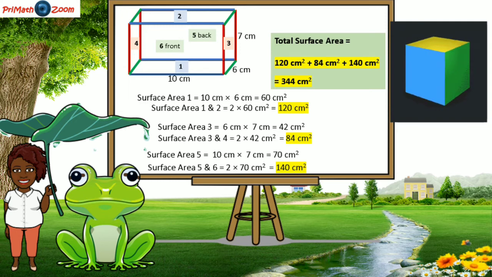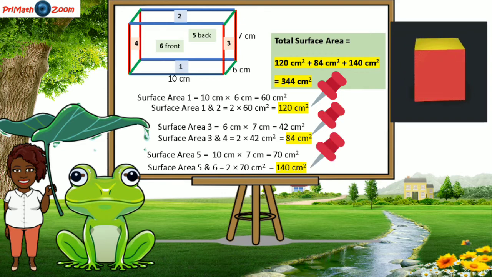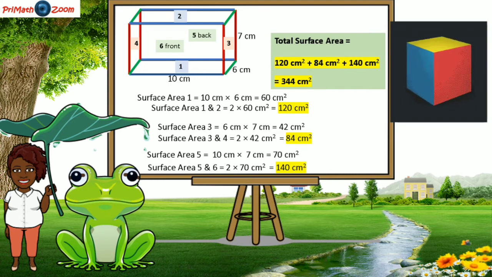Now that we have found the surface area for all the faces, we just need to add them all. 120 squared centimeters plus 84 squared centimeters plus 140 squared centimeters. And that gave us a total of 344 squared centimeters.